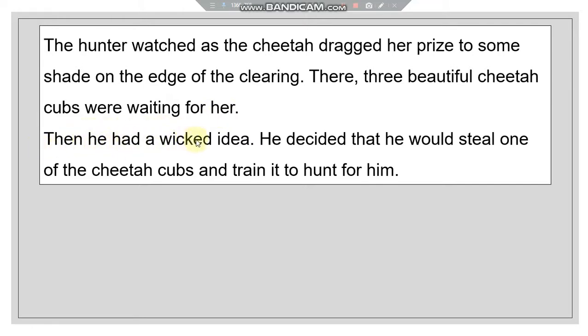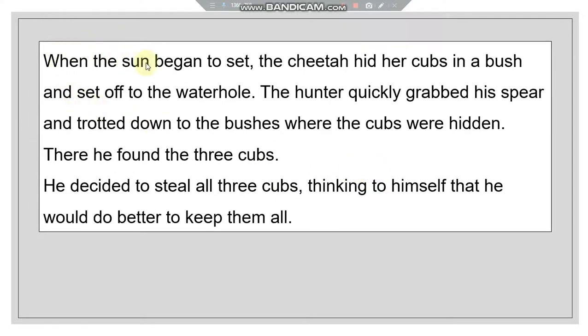Then he had a wicked idea. He decided that he would steal one of the cheetah cubs and train it to hunt for him. When the sun began to set, the cheetah hid her cubs in a bush and set off to the water hole. The hunter quickly grabbed his spear and trotted down to the bushes where the cubs were hidden. There he found the 3 cubs. He decided to steal all 3 cubs, thinking to himself that he would do better to keep them all.